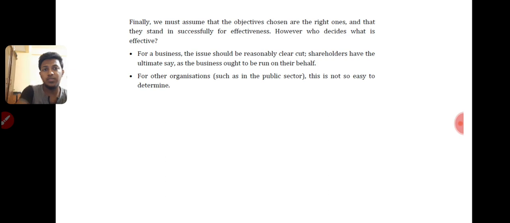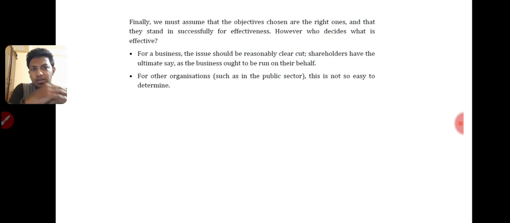We must assume that the objectives chosen are the right ones and that they stand in successfully for effectiveness. However, who decides what is effective? So how can we see this effectiveness? There are two things, very simple. For a business, the issue should be reasonably clear cut. Shareholders say the business ought to be run on their behalf.